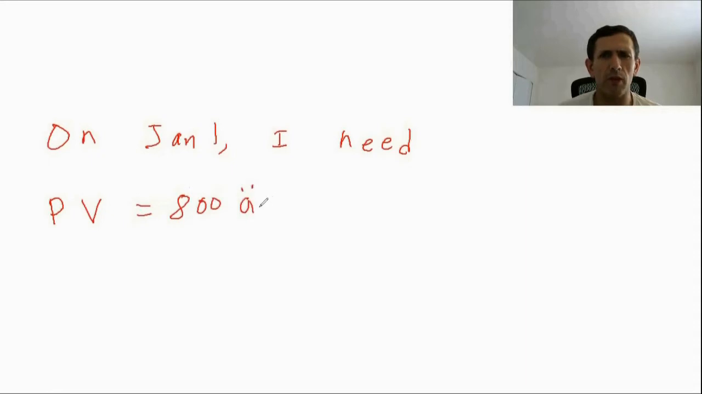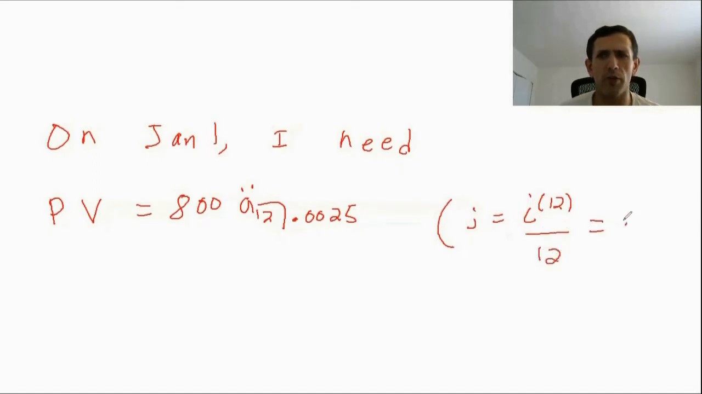A double dot, rent payments are always annuity dues. There's 12 months, and we have a per month interest rate of 0.0025, because remember, i^(12) is 0.03, it's 3%. So that gives me 0.0025.